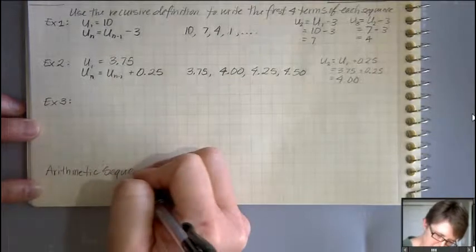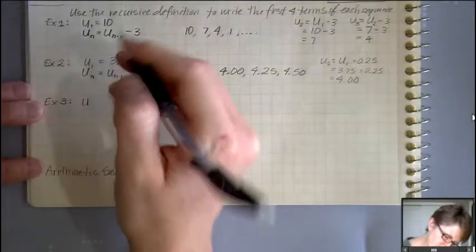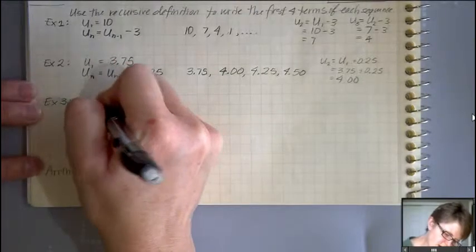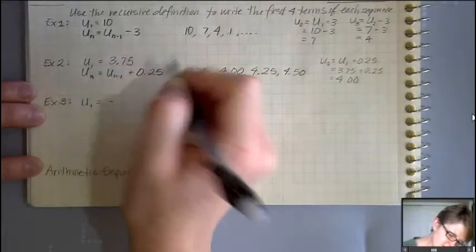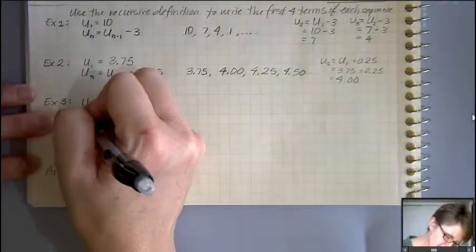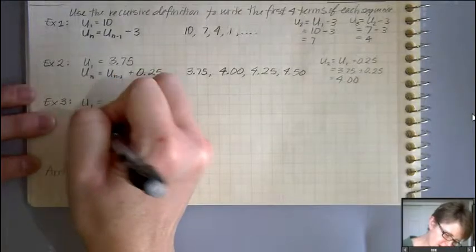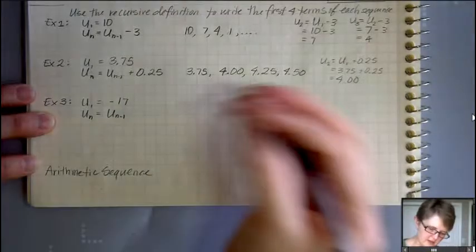So let's say u sub 1 equals negative 17. And let's let u sub n equal u sub n minus 1. What should we do with that? Let's go ahead and subtract 10. Make it nice and easy.